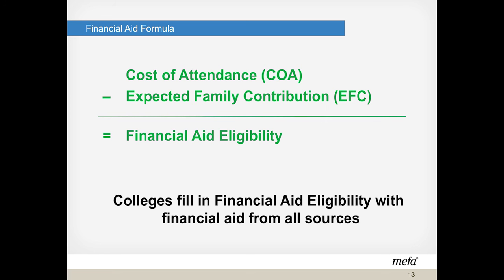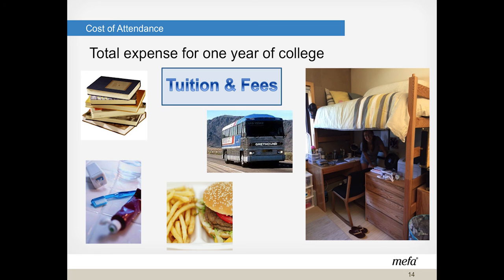The formula that you see on your screen is the main formula that colleges and universities across the country use to determine how much financial aid you as a family will receive. They are going to take their cost of attendance, subtract your expected family contribution, and the resulting difference is going to be your financial aid eligibility. So let's walk through what all those terms mean.